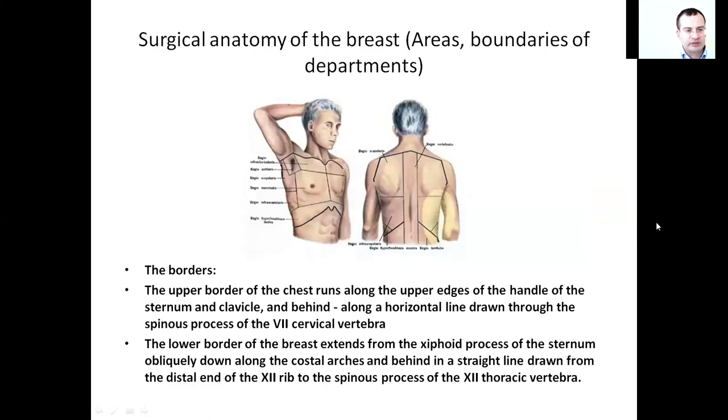Surgical anatomy of the breast. The upper border of the chest runs along the upper edge of the handle of the sternum and clavicula, and behind along a horizontal line drawn through the spinous process of the seventh cervical vertebra. The lower border of the breast extends from the xiphoid process of the sternum obliquely down along the costal arches and behind in a straight line drawn from the distal end of the 12th rib to the spinous process of the 12th thoracic vertebra.